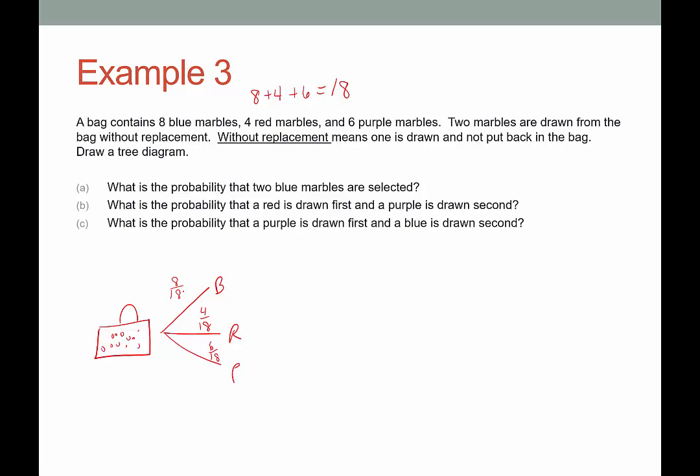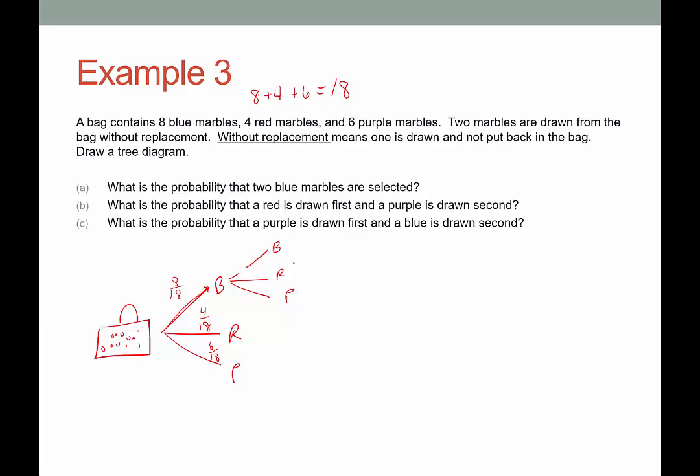Now, we say in this top branch that the first marble drawn was blue. That means now, if the first one was blue, there are only 7 blue marbles left in the bag, because we selected one and it said we didn't put that marble back. So now these branches get to be a little bit more complicated. If we draw a blue marble first, we still have the option of drawing a blue marble, a red marble, or a purple marble, but the probabilities are all going to be different.